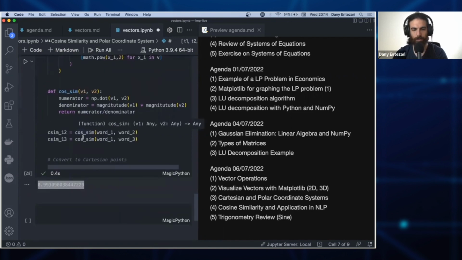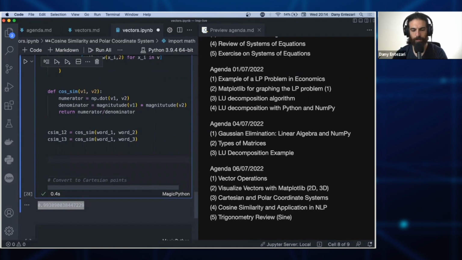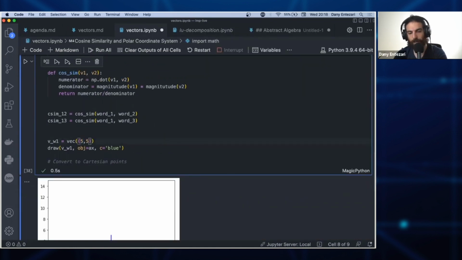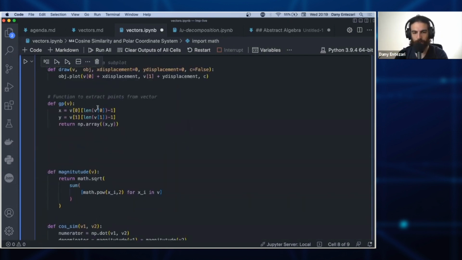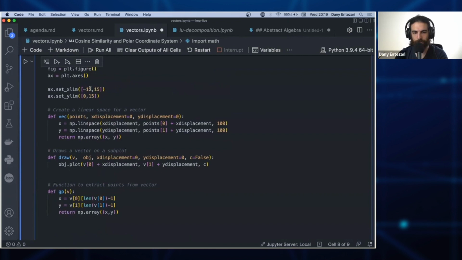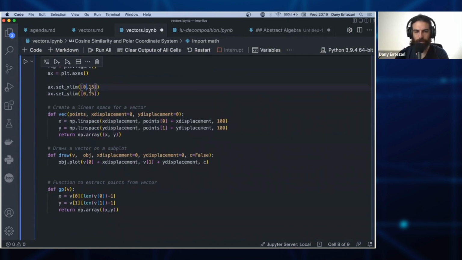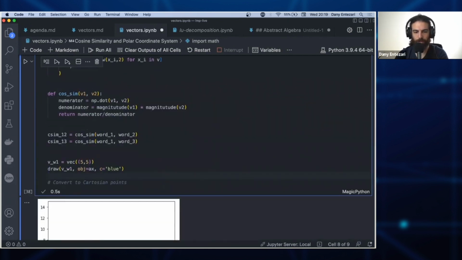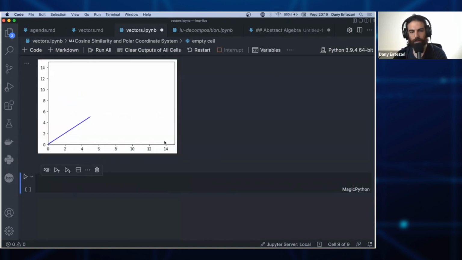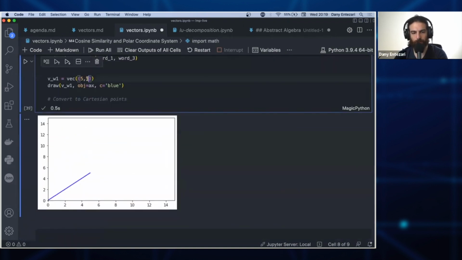Okay, so I'm going to create those 3 vectors again. Let this be 5, 5. Okay, 5 steps from the x-axis, 5 steps from the y-axis. Let me go back to what I had before. I need to be more careful. Okay, let me make the vector a bit longer. So it will go from 10 to 10.